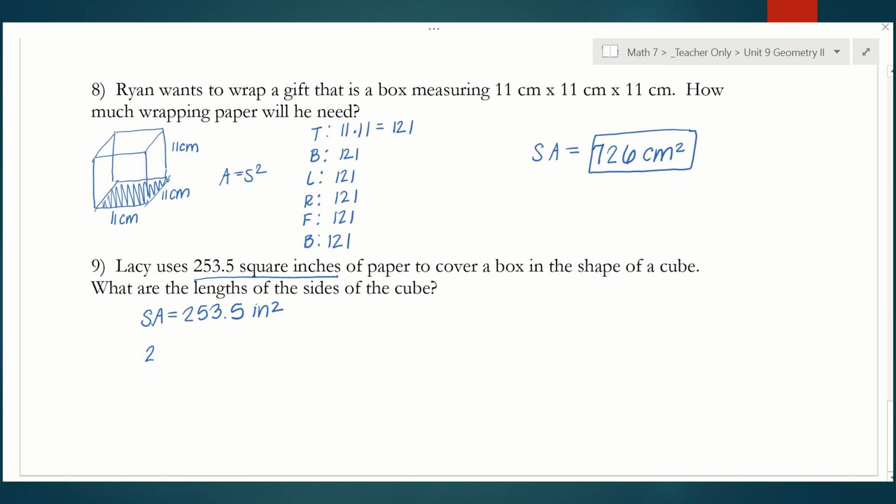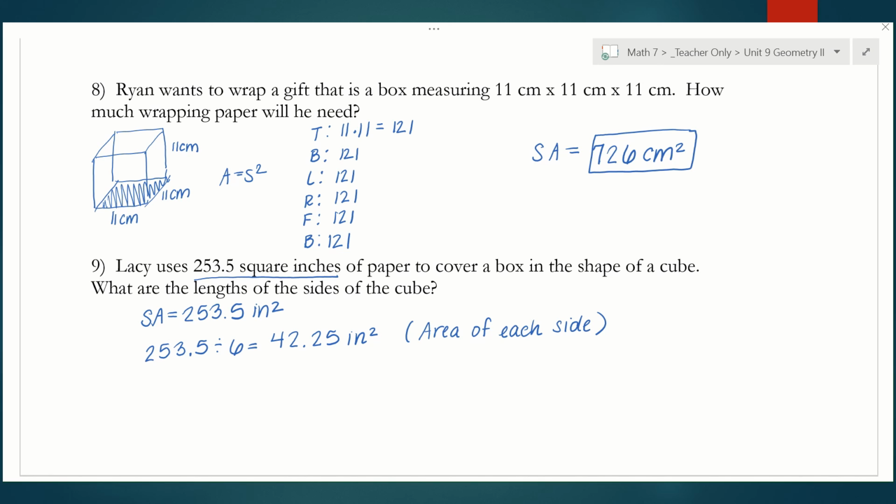So if I take that surface area and I divide it by 6, that's going to tell me what the area of each side of that cube is. So if I divide, I get 42.25 inches squared. So again, that's the area of each side of my cube. Okay, now I'm not done because it doesn't want that. It wants to know what are the lengths of the sides of the cube.